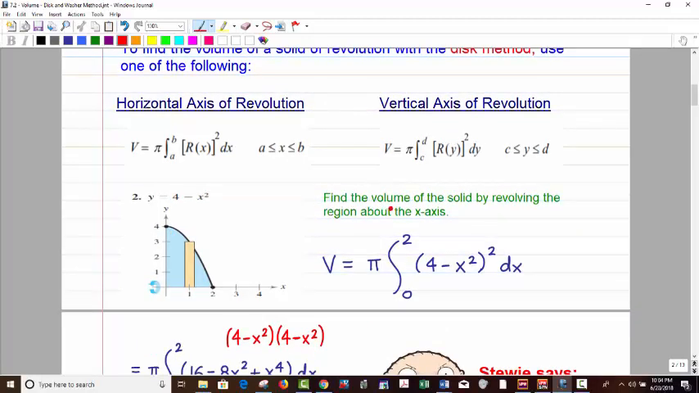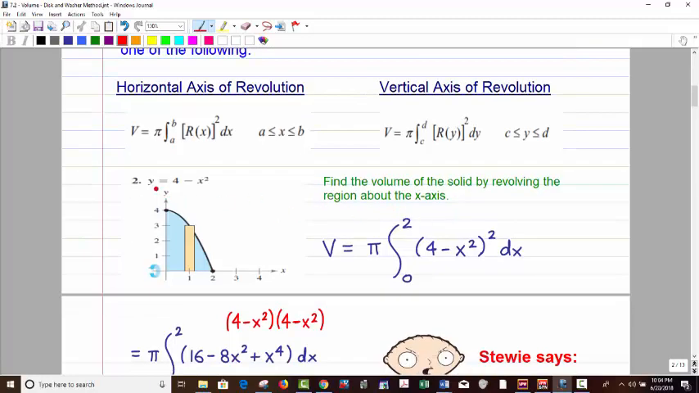So this question is saying find the volume of the solid by revolving the region around the x-axis. Okay, so there's our equation, y equals 4 minus x squared. That is our big R of x right there. And we're going from 0 to 2. This bar just indicates where it's revolving. When you see the bar drawn vertically, it's going around the x, and when the bar is drawn sideways, it's going around the y.